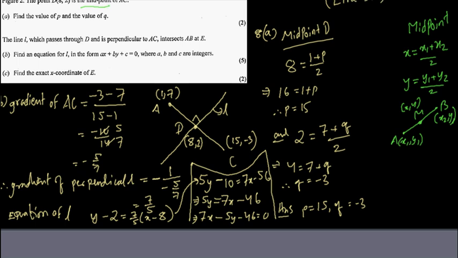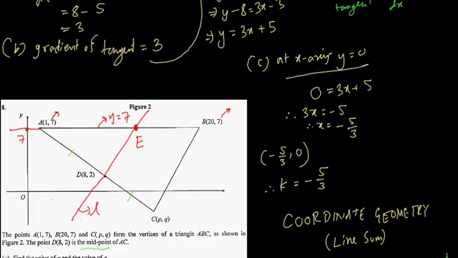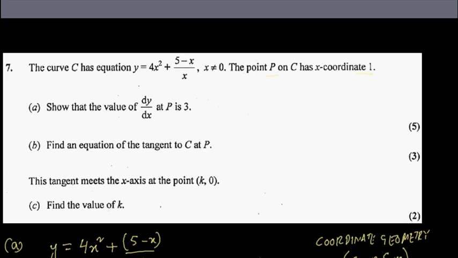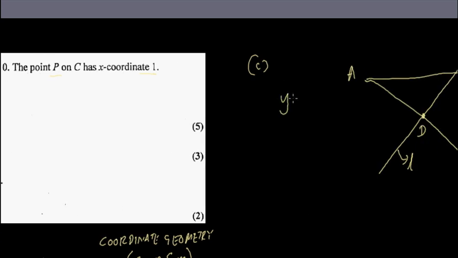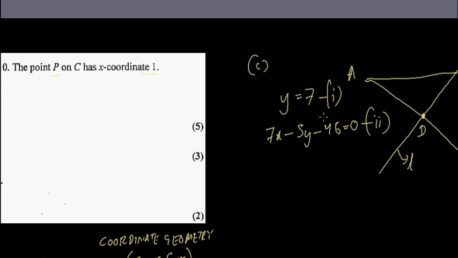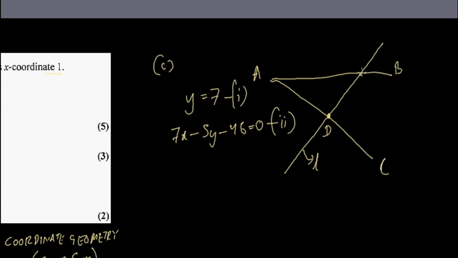So now to solve that, we need to solve y equals 7 as equation 1, and equation 2 is 7x minus 5y minus 46 equals 0. If you solve the simultaneous equations, you'll find the x coordinate and y coordinate of E. So that's how that sum needs to be done.